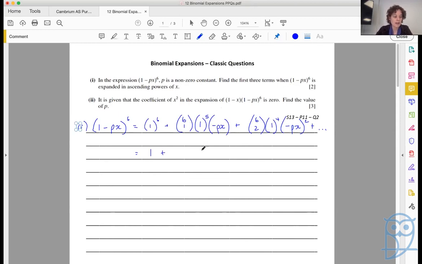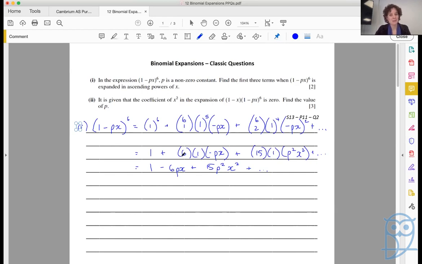Okay, so 6, 1 is 6, 1 minus px, plus 6, 2 is 15 by 1 minus p times minus p, p squared x squared, plus dot, dot, dot. And you see how I've simplified, but I've still kept all 3 elements. This means I've got the chance to keep very careful track of my signs before I move on to combining. Now, 1 minus 6px plus 15p squared x squared plus dot, dot, dot. There is my first 3 terms.